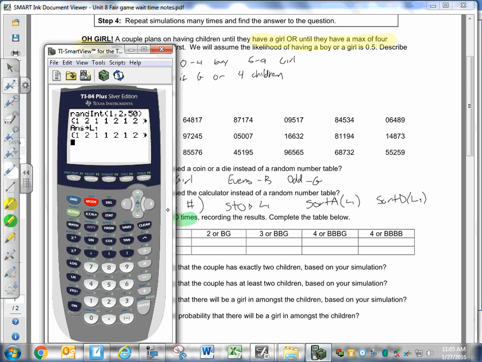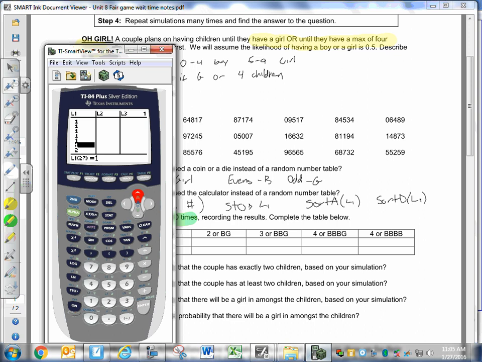If I go to stat, you will see sort A, sort D. I go to sort A, type in L1, and then if you go back into your list, you will have all of your digits sorted from lowest to highest, and you can count up that I have a total of hopefully close to 25, right? 27 ones, which would leave 23 twos.